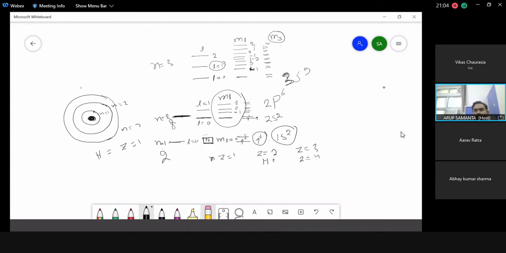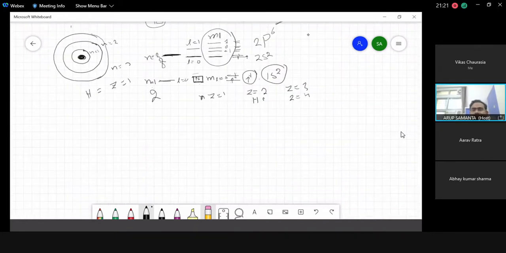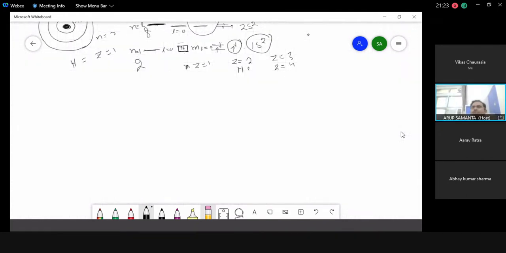For n equal to 3: 3s2, then 3p6, and then 3d10. So 2, 6, 10. This is how 18 electrons can be accommodated in the n equal to 3 level. So this is the electronic distribution of the atom.